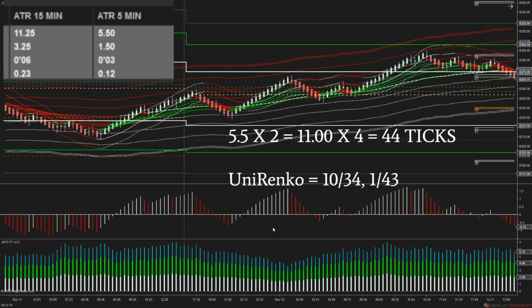If you don't like trading the minute bars, there is a trick to these Unirenkos that I like to use, and that's just taking your bar size, a 5 minute or a 15 minute. So if you have a 5 minute ATR at 5.5 points, and you want a 2 multiplier on that, you can use a 2 or a 3 multiplier. You get your points. So 5.5 times 2 is 11, times 4 for your 4 ticks per point is 44 ticks. So on the Unirenko, you can make your bar size 10, 34, or 143 with a 1 offset.